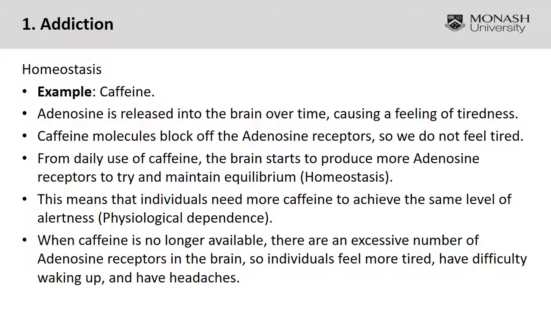Then when individuals use caffeine on a daily basis, the brain starts to produce more adenosine receptors to try and maintain the same level of equilibrium. And it means then that people who drink a lot of coffee will find that they have to take more and more to achieve the same level of alertness. And so they're developing a physiological dependence on caffeine in order to function.